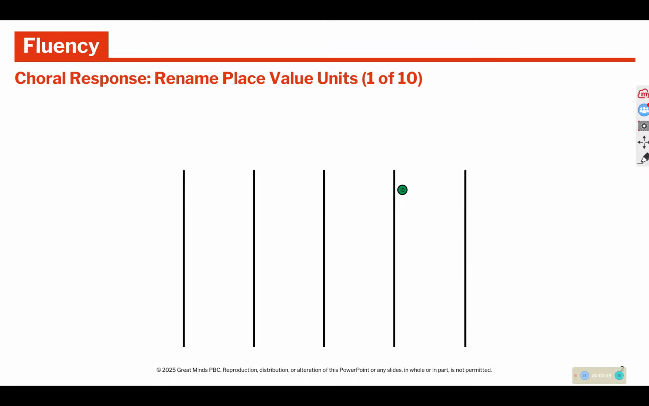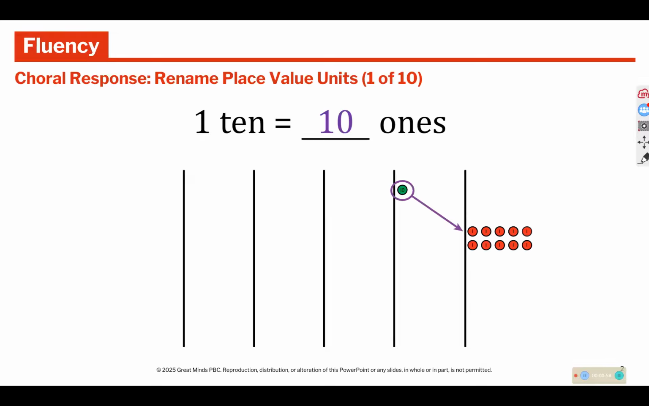Then we would count 1, 2, 3, and you would say 1 ten. So 1 ten is equal to blank ones. Say your answer out loud on the count of 3. 1, 2, 3. 10 ones. You can see the disc unbundled as 10 ones on the chart.